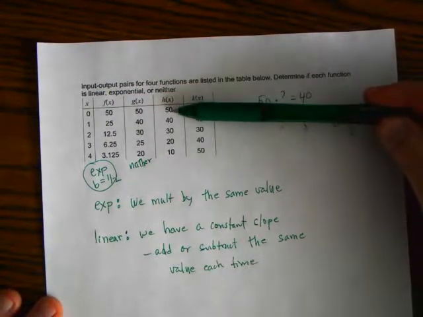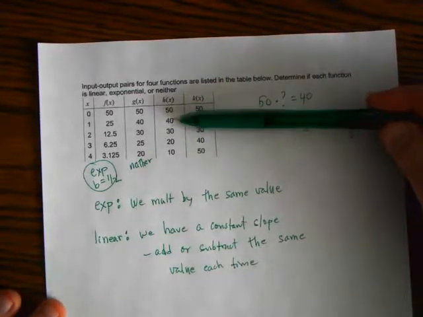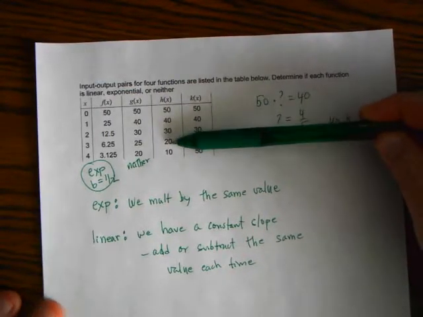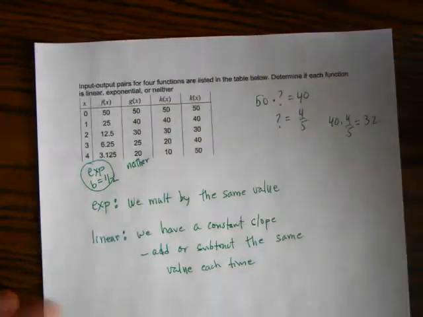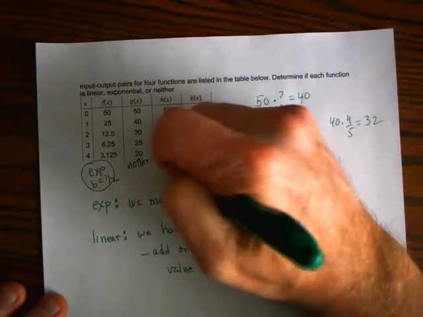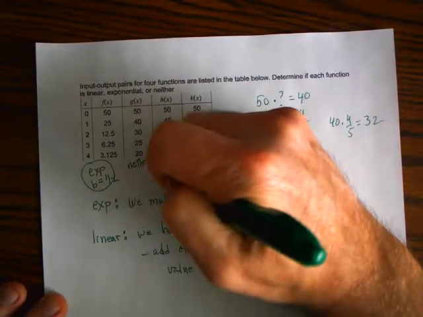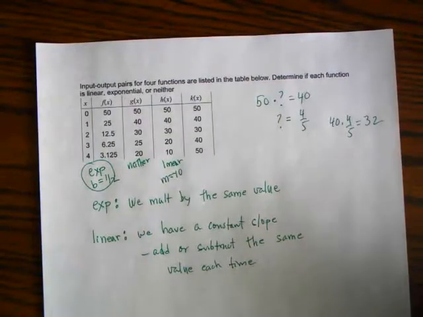H. Subtract 10, subtract 10, subtract 10, subtract 10, subtract 10 every time. That one's easy. That one's linear. And we would know the slope is negative 10.